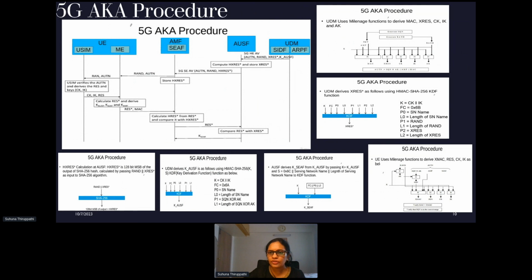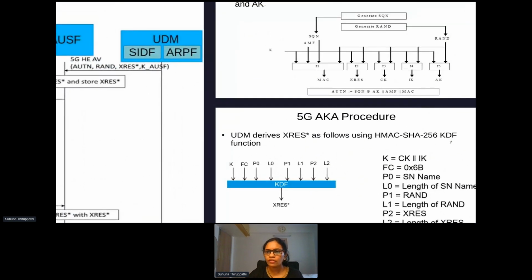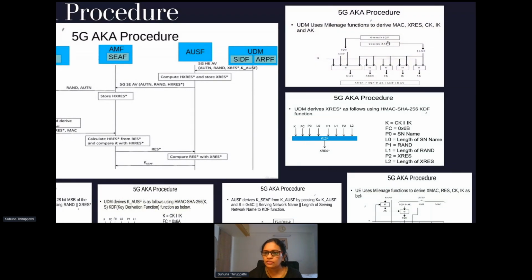The UDM uses the Milenage function to derive MAC, XRES, CK the ciphering key, IK the integrity key, and AK the anonymity key, by using the SQN sequence number, the random number, the AMF, and the key K. There are 5 sub-functions in the Milenage function, and these provide MAC, XRES, the cipher key, integrity key, and authentication key. The authentication token AUTN is obtained with the sequence number XOR AK, concatenated with the AMF, and further concatenated with MAC. That's how AUTN is obtained.